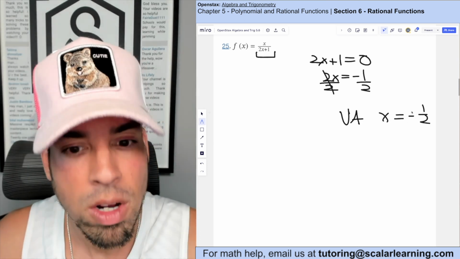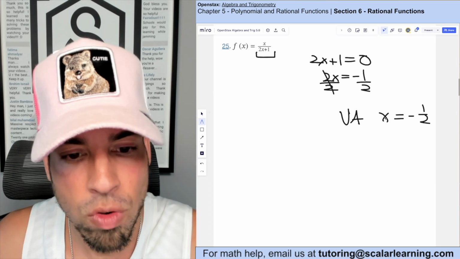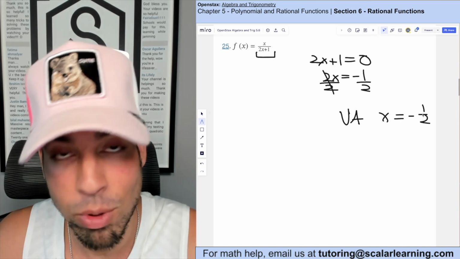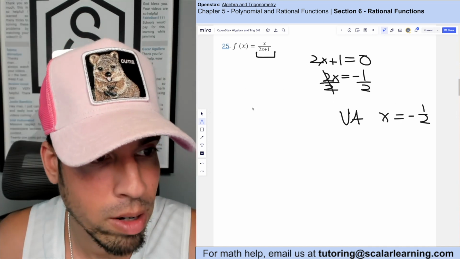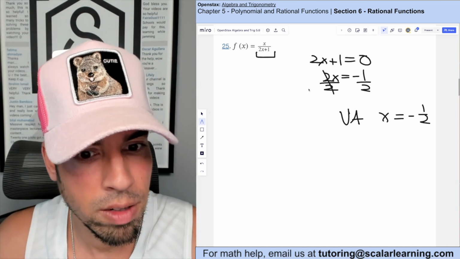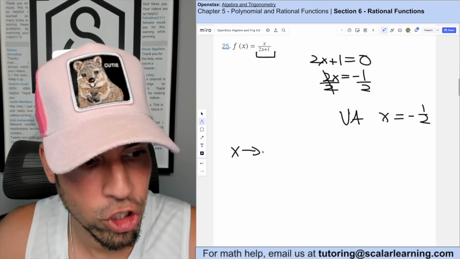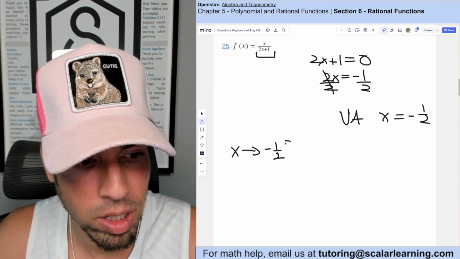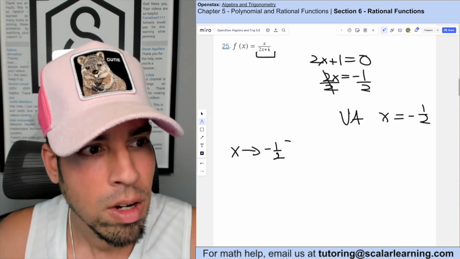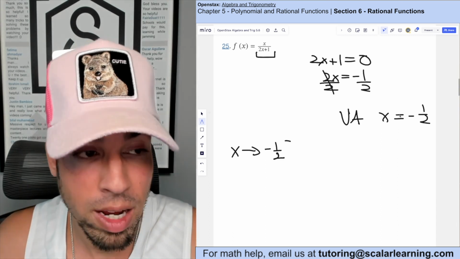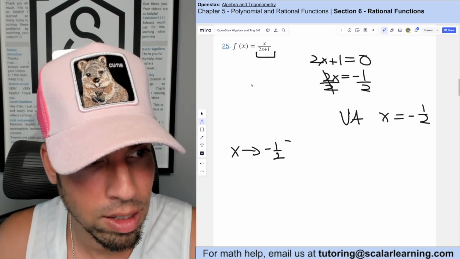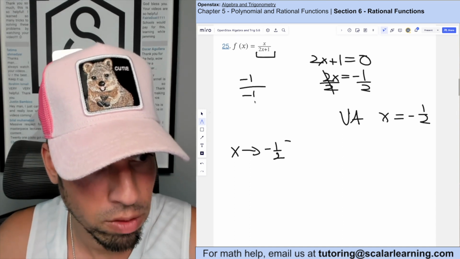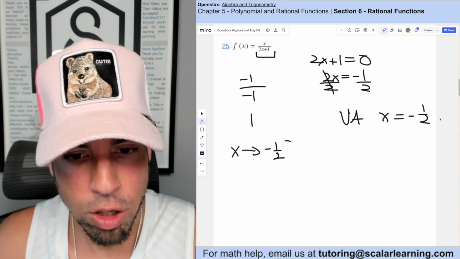So what we're thinking about is, what's happening as x approaches negative 1/2 from the left and from the right, right? So as x approaches negative 1/2 from the left, we put that little minus sign up there to indicate, hey, we're coming from the left-hand side. We can imagine values less than negative 1/2, like negative 1. So you plug in negative 1, you get negative 1 over negative 2 plus 1, which is negative 1, so we get 1.